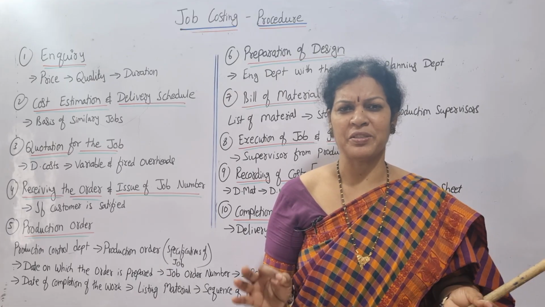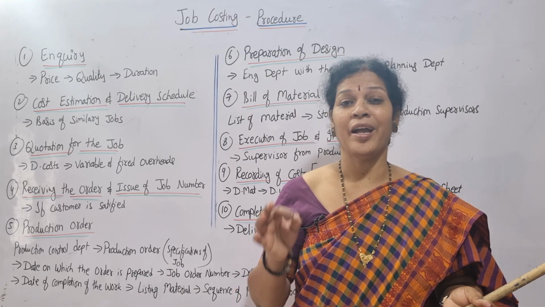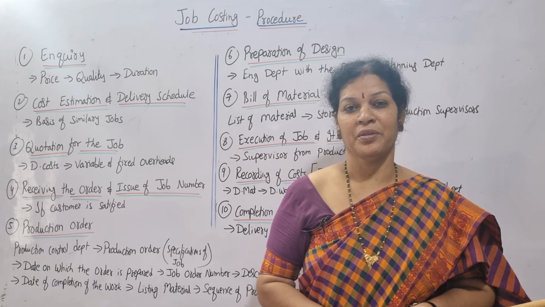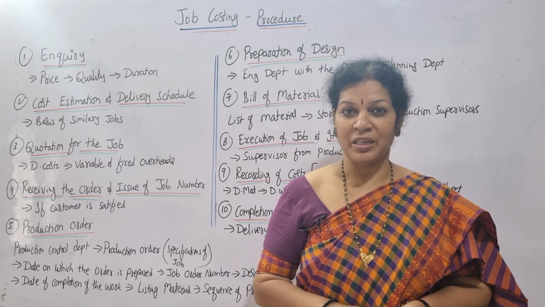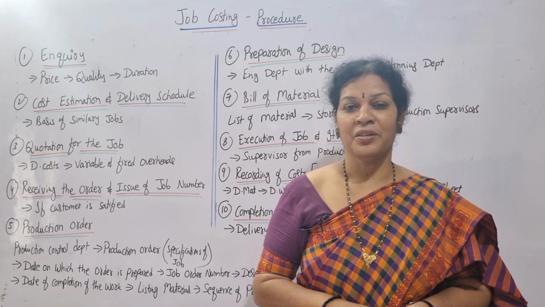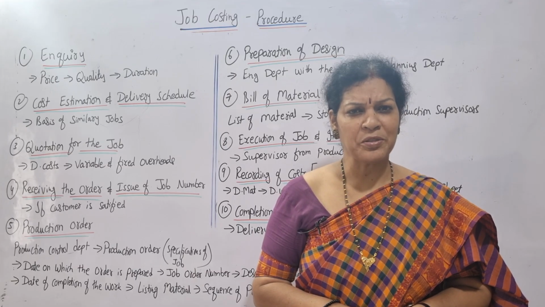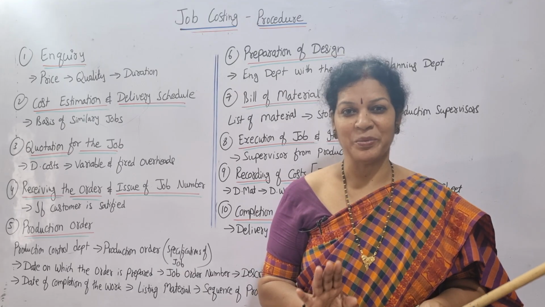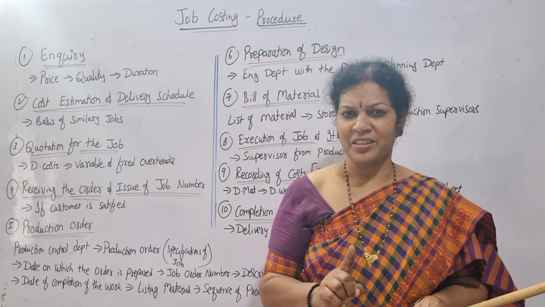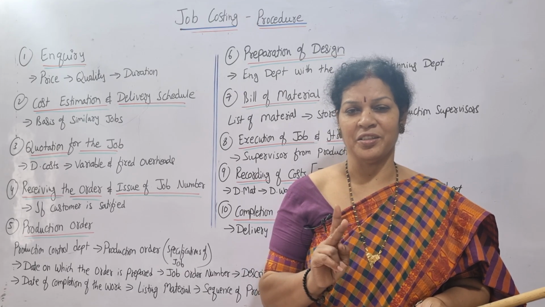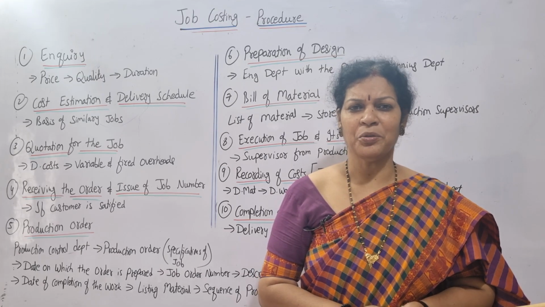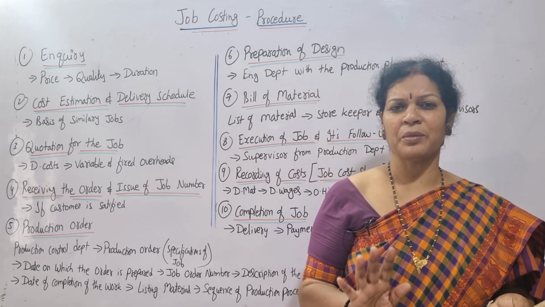There are a total of 10 steps, very easy to understand and also a very important topic from the theory point of view. Whatever your course may be, they may ask you what is the procedure of job costing, the steps of job costing, the steps involved in job costing. You may get a question, either essay or short theory, anyway you may get it. So it is very easy to understand. You have to remember 10 simple steps.